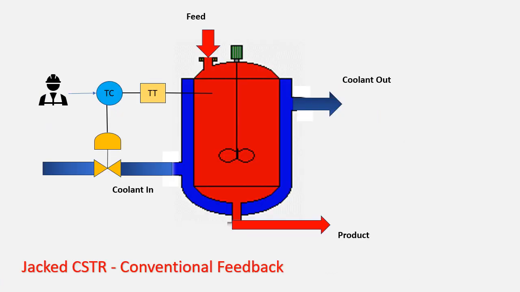So this is a typical jacketed CSTR control scheme. Here we are considering a simple feedback loop. Let's discuss the process first. This is the feed that is going into the reactor, and this is the product that is coming out of the reactor.